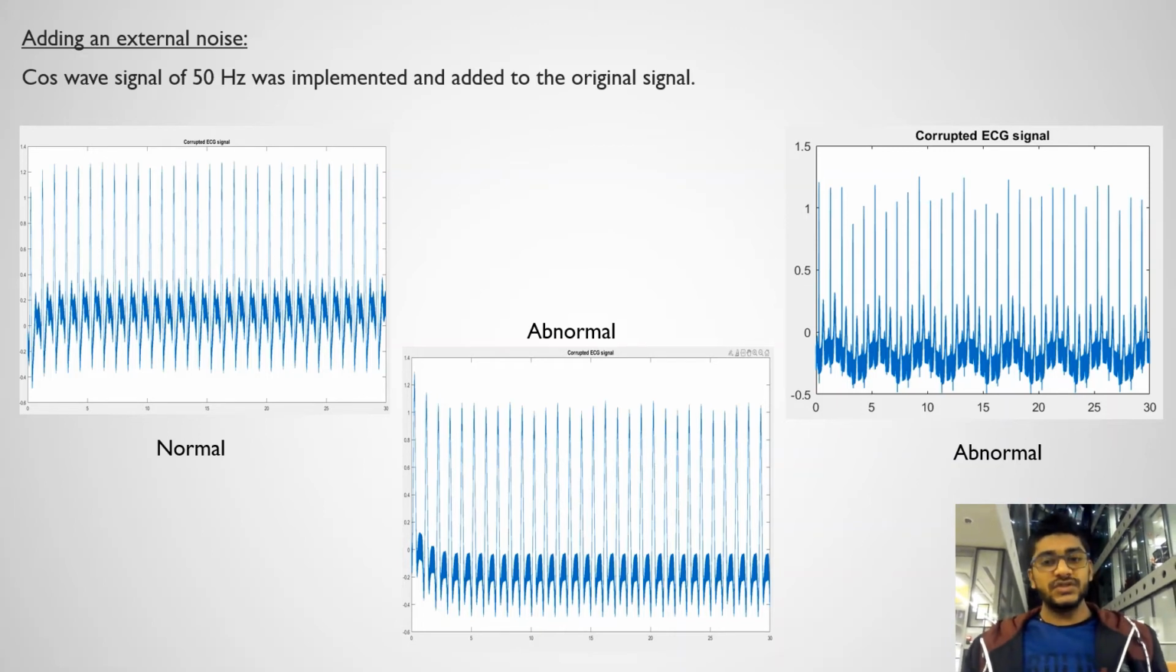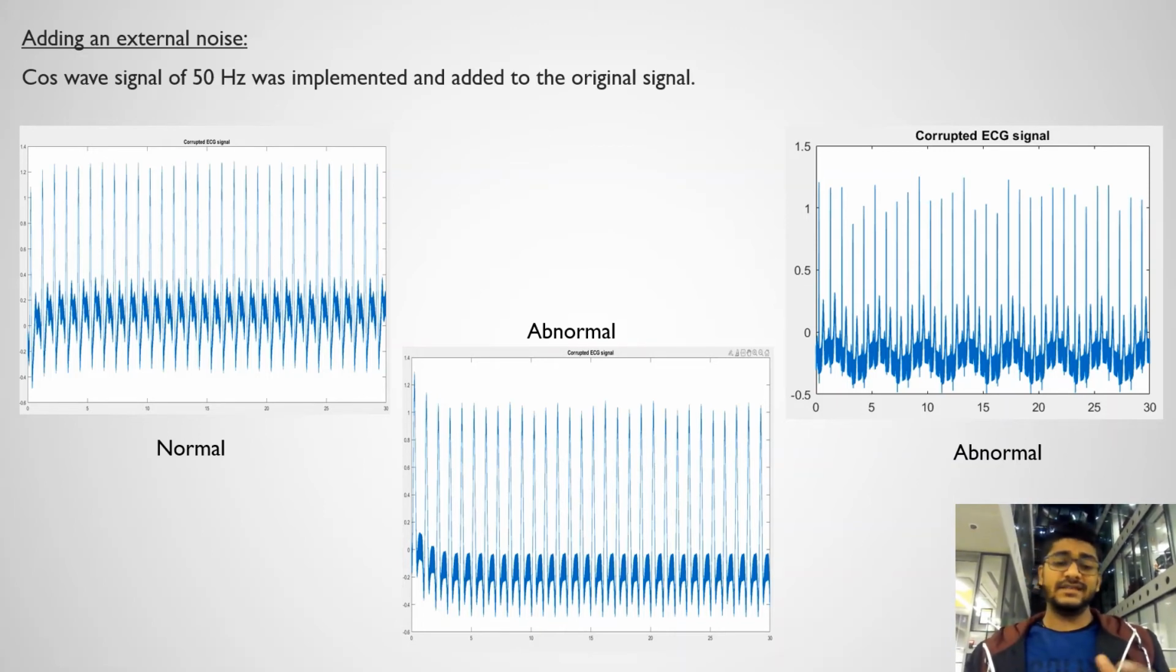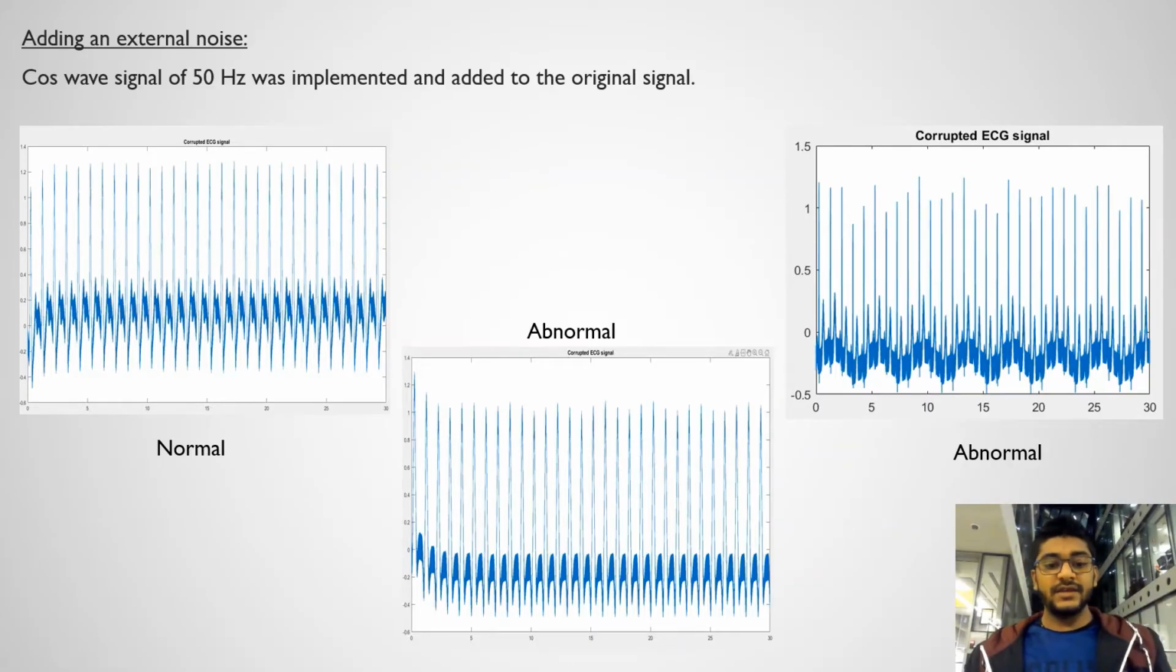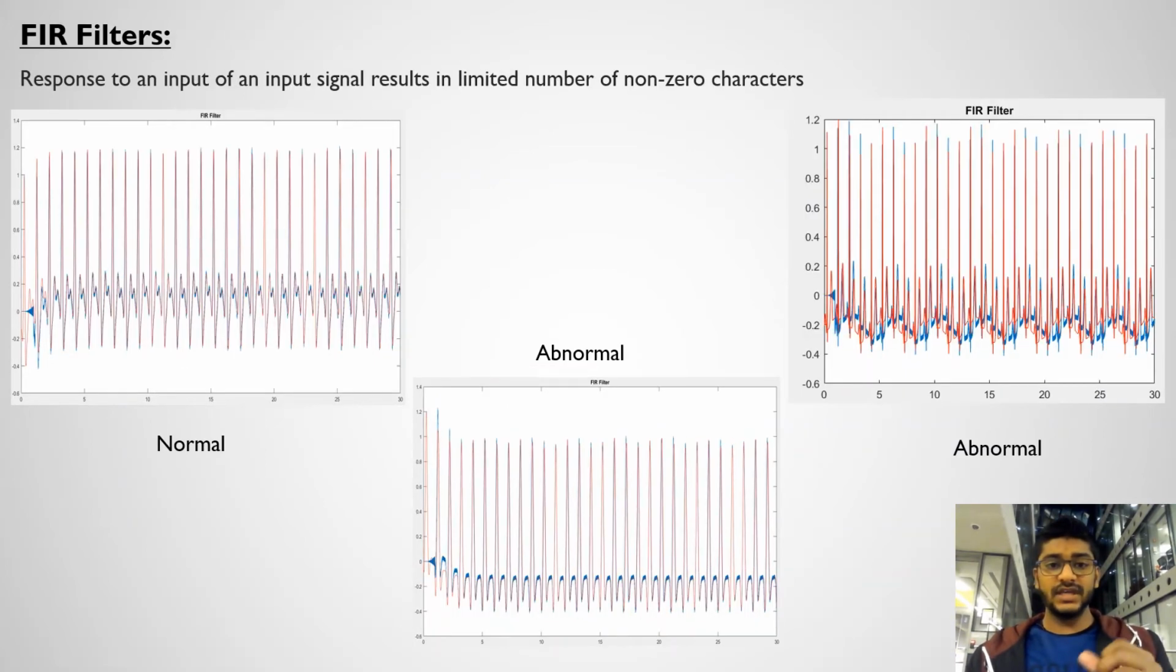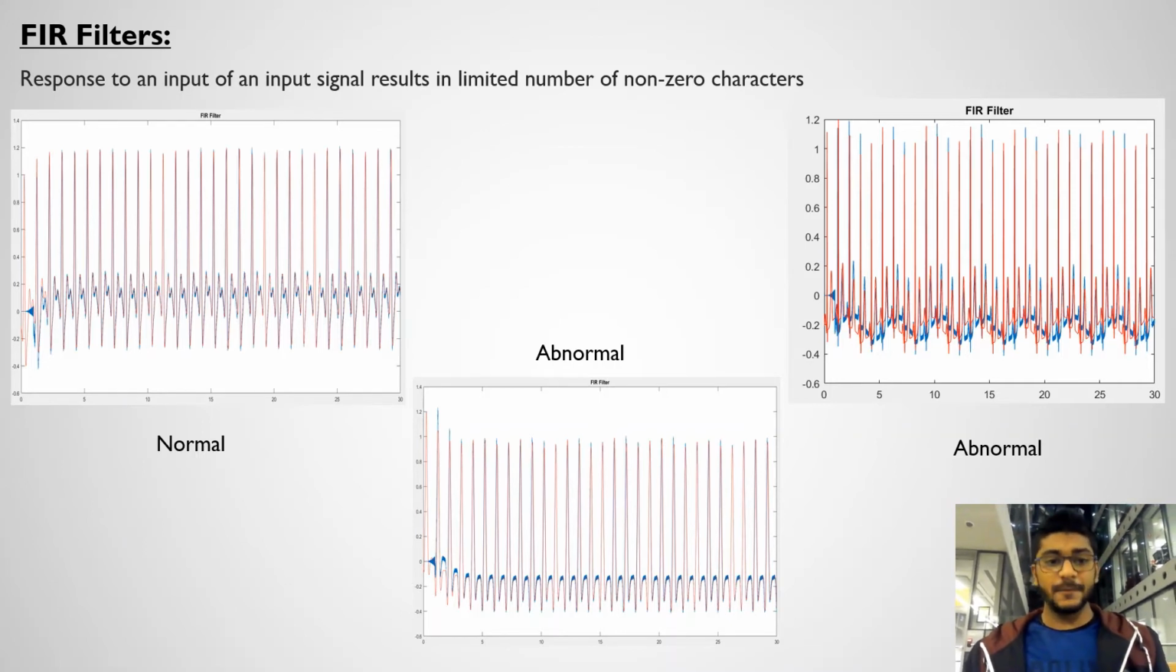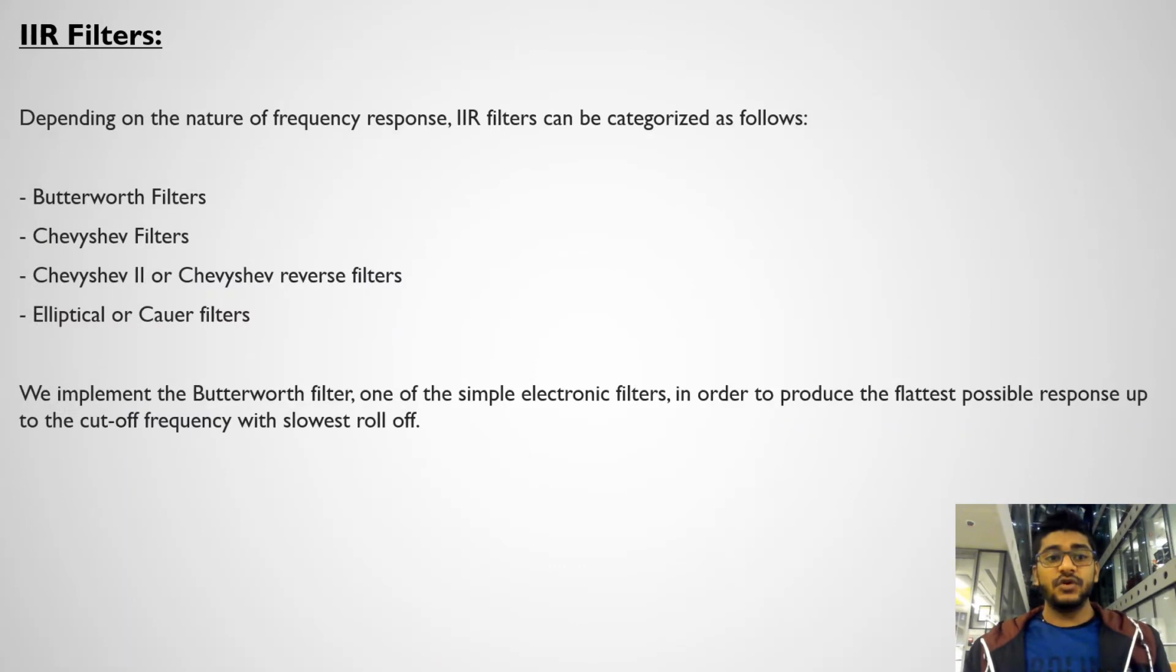Now we move on to the filtering part, where at the start we implemented FIR filters, and over there we observed that there is a delay at the start of each of the signals. So to find another option, we moved on to the IIR filter. For the IIR filter, we had a lot of options.